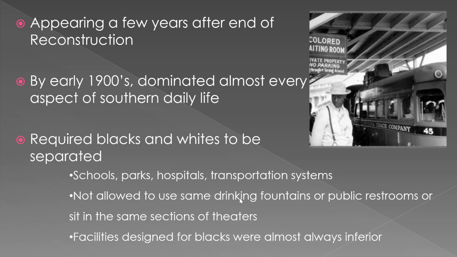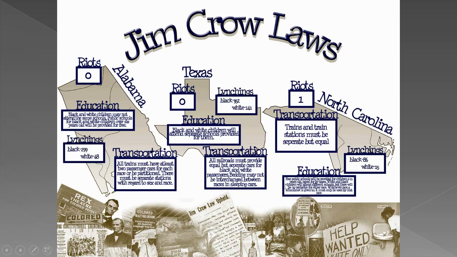And in the pictures and some of the things you're going to be looking at today, you'll definitely see the difference. So it's not equal in any way. This is just a slide to show you some of the laws from specific states. So Jim Crow laws were prevalent throughout the southern states, but each state could vary in what they said about certain types of laws. And you're going to see more of these in the activity that you're going to do today.